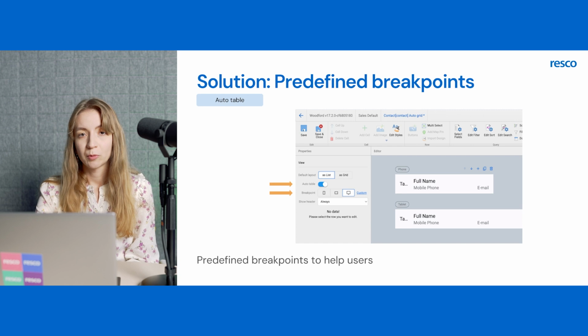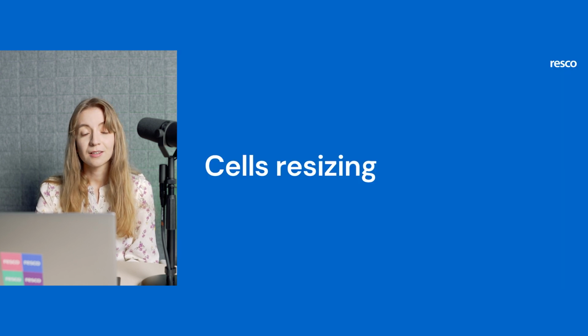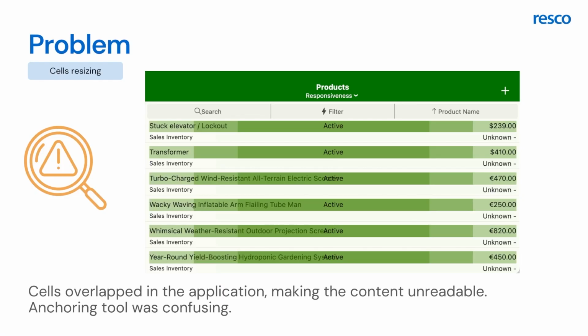By default, the breakpoint is set to tablet because on a narrow phone screen, a table layout doesn't make much sense. And the last topic is the cells resizing and the mobile application.